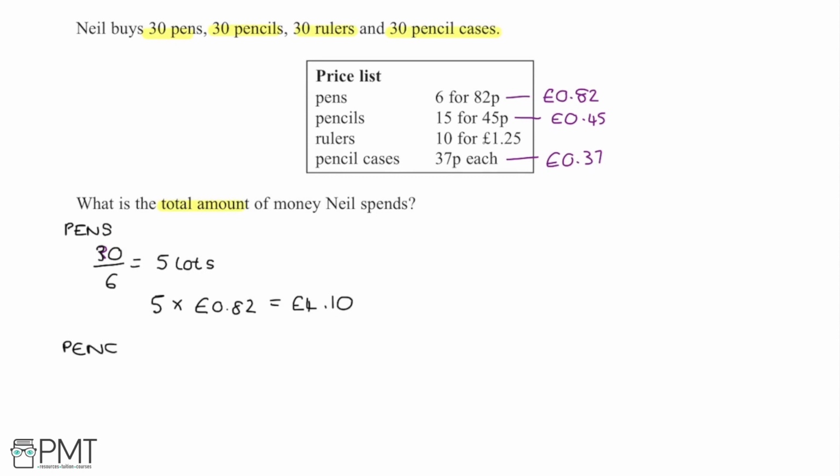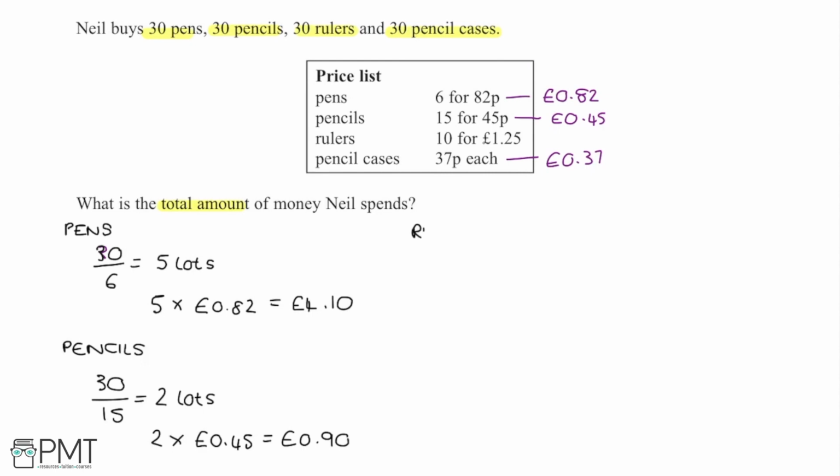So if I work with pencils now, if 15 are 45 pence, how many lots of 15 do I need to have 30? So I take 30, divide it by 15 and get 2 lots. So then I can take my 2 and multiply it by the cost for 15, which is 45 pence. And that's going to give me a value of 90 pence.